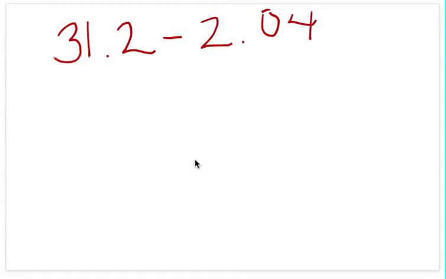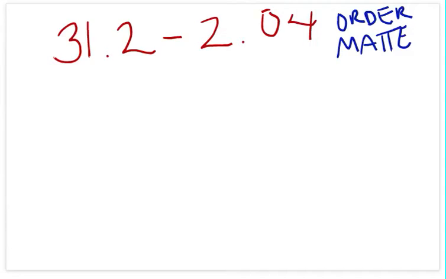Okay? So now let's use the same numbers in subtracting. So I have 31.2 minus 2.04. Okay, again, I have to line up my decimals. Here, it does matter what you have on top. Addition, order doesn't matter. Subtraction, order matters. Order matters in subtraction. Okay? So, now it's not always the biggest number that goes on top. It's the number that comes first.